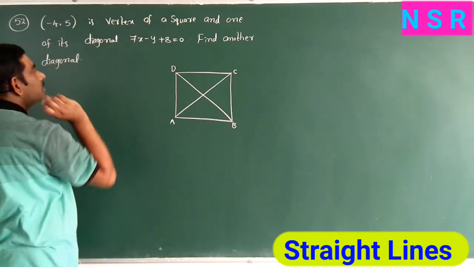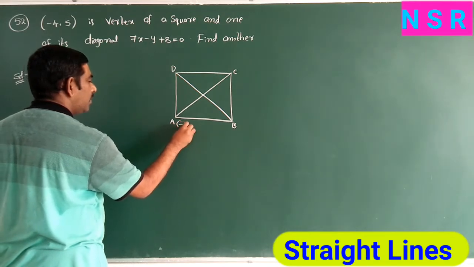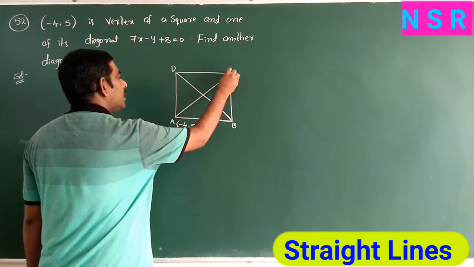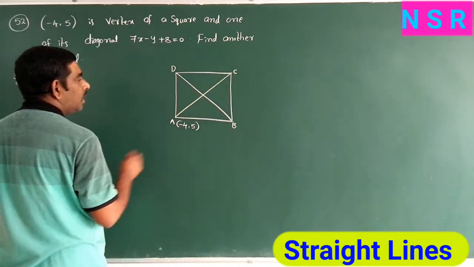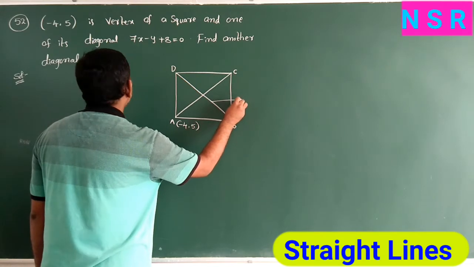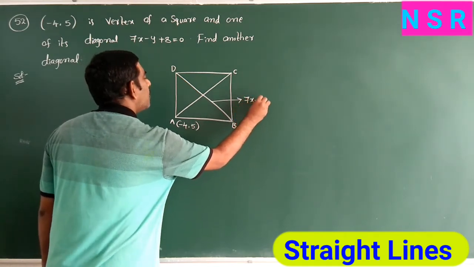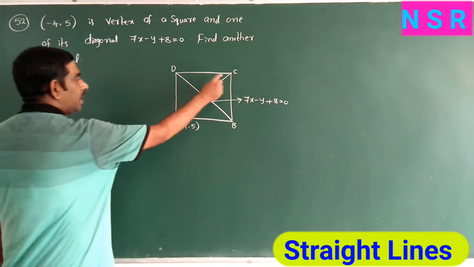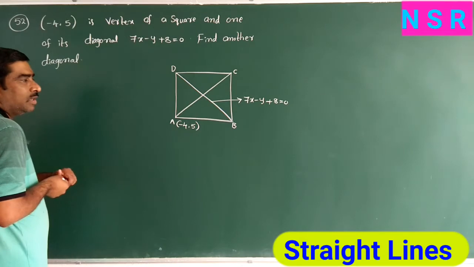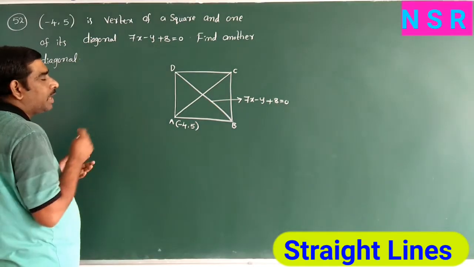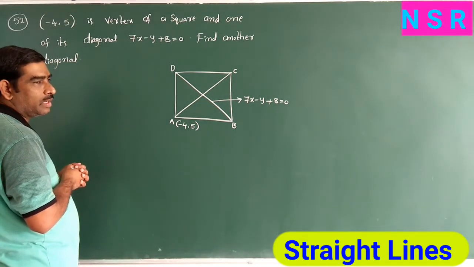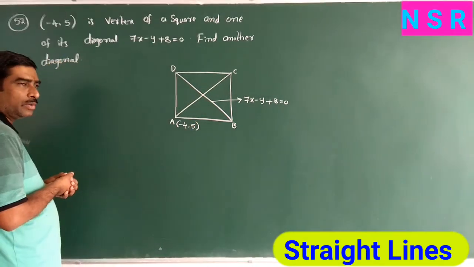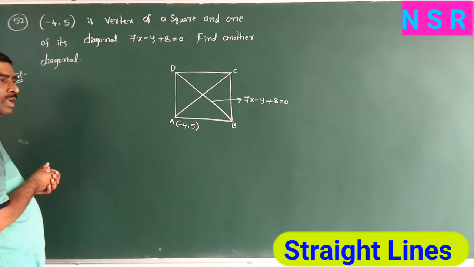Minus 4 comma 5 is vertex of a square. Suppose here given a vertex minus 4 comma 5 means one diagonal is passing through A, and given another diagonal equation, that is 7x minus y plus 8 equal to 0. So we have to find this diagonal AC equation. Observe the diagram, these two diagonals are mutually perpendicular, so AC diagonal is perpendicular to BD. Now here find perpendicular line equation.